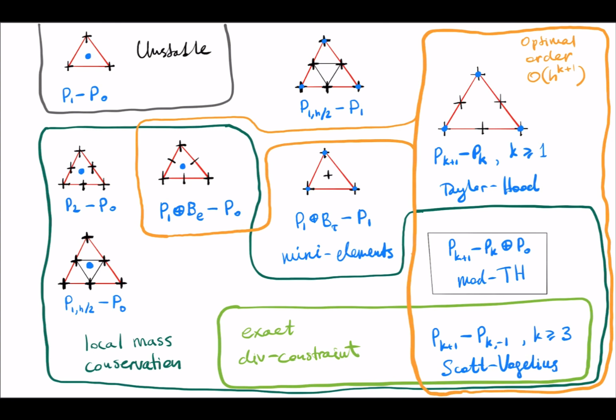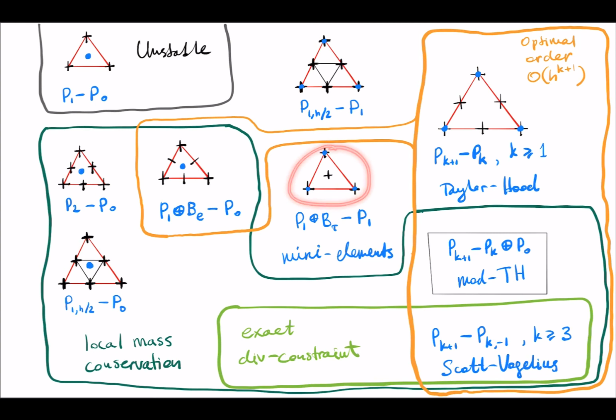Now we can also, instead of adding edge bubbles here, take the pressure space as P1, which is affine continuous, and for the velocity you take P1 and add cubic bubble functions on the interior of the elements. So these elements are called mini elements, which have very few degrees of freedom. Because the pressure space for these two spaces includes piecewise constants, we have local mass conservation. But for this mini element, we have P1 for the pressure, so there is no local mass conservation.